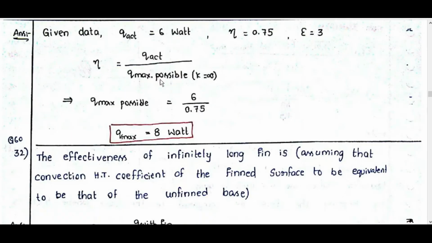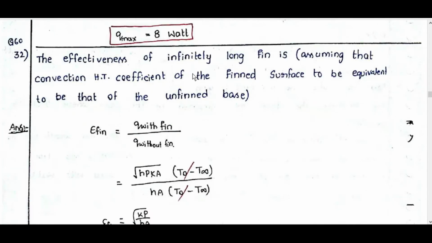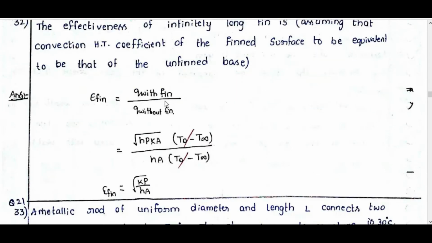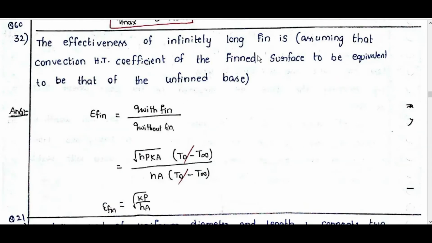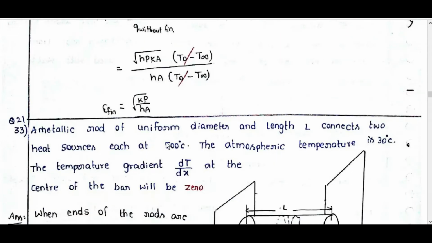Eta is equal to Q actual by Q max. So Q max we can get. Effectiveness, epsilon fin, is equal to Q with fin by Q without fin. Epsilon fin is equal to root of KP by HA. If it is of infinite length, then root of HP KA (T naught minus T infinity) by HA into (T naught minus T infinity) is equal to root of KP by HA.